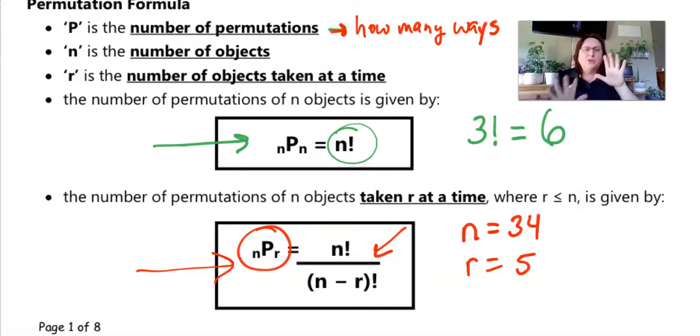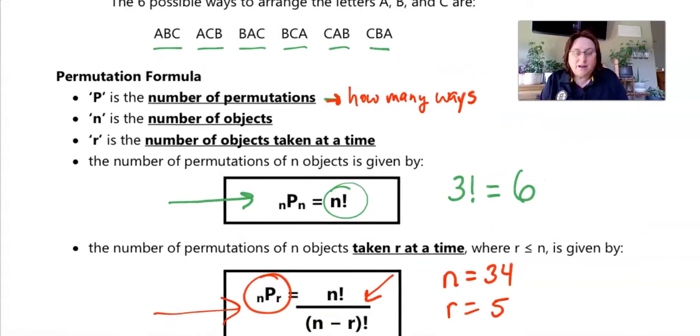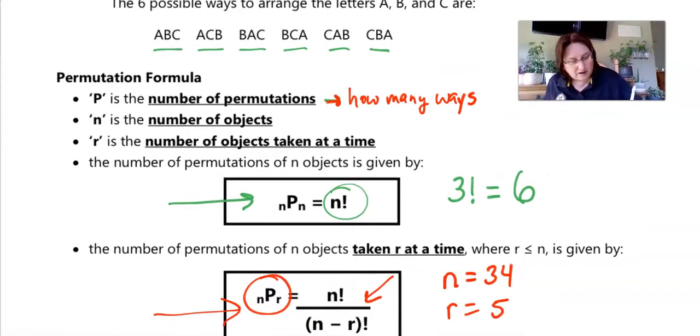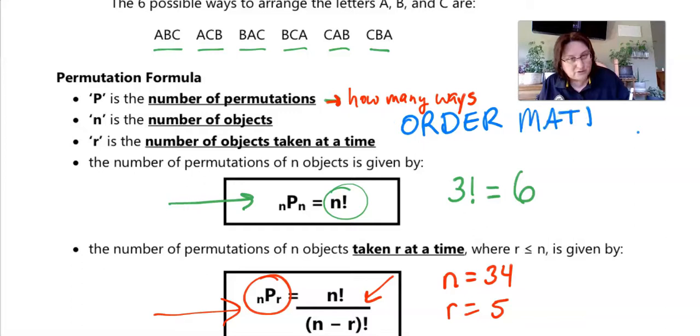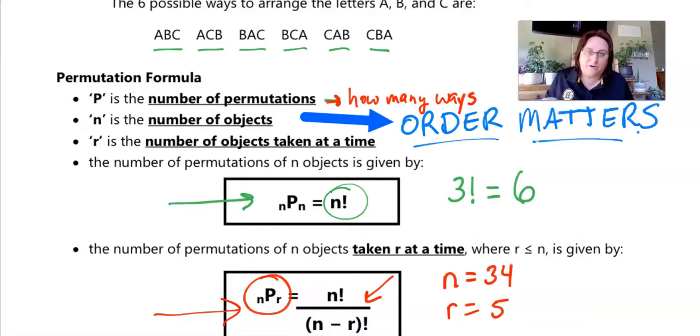Now, I'm going to show you guys how we're going to use this in an example here in just a second. I'm going to work out some problems with you. But what I want you guys to remember, permutations, order matters. That's the one thing that you really need to remember. In a permutation, the order matters.